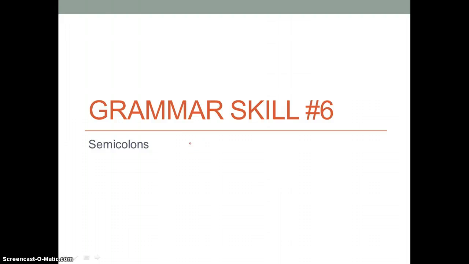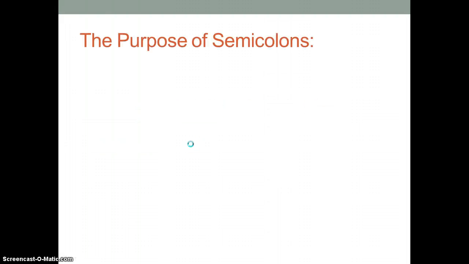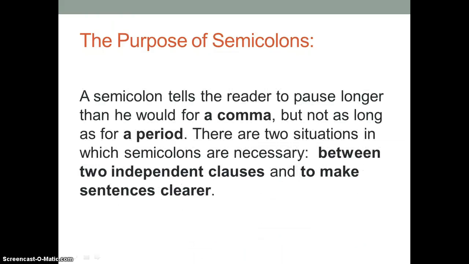Grammar skill number 6, semicolons. All right, so the purpose of semicolons is to tell the reader to pause longer than he would for a comma, but not as long as for a period. There are two situations in which semicolons are necessary: between two independent clauses and to make sentences clearer. So let's take a few minutes and look at these two situations.